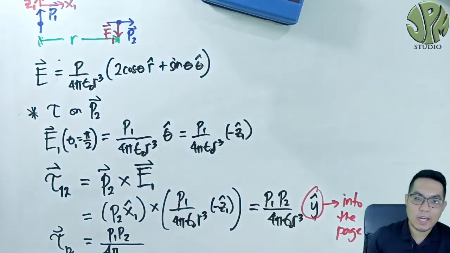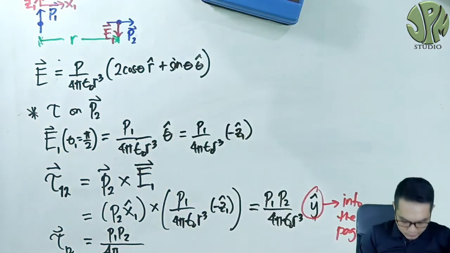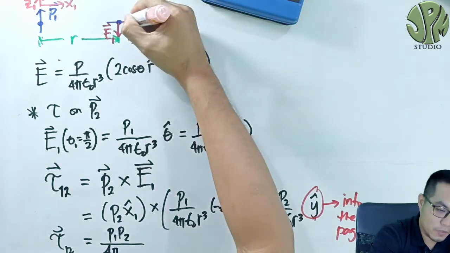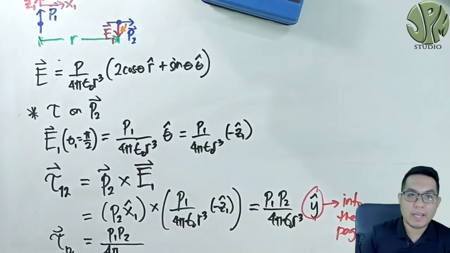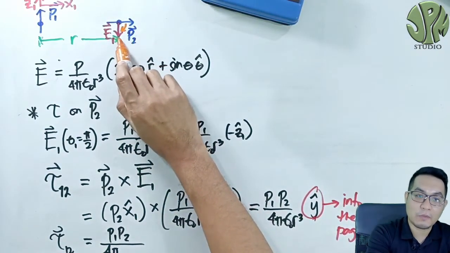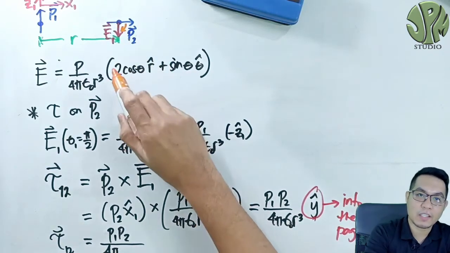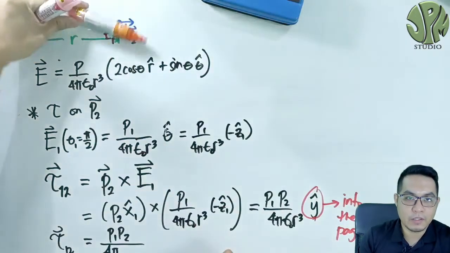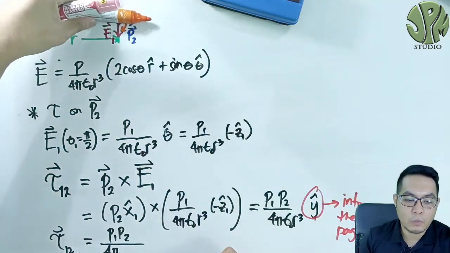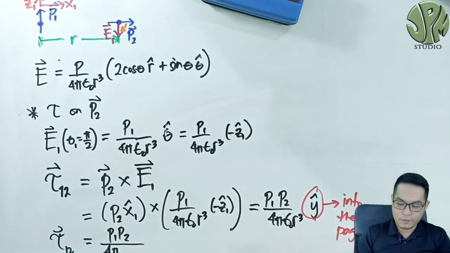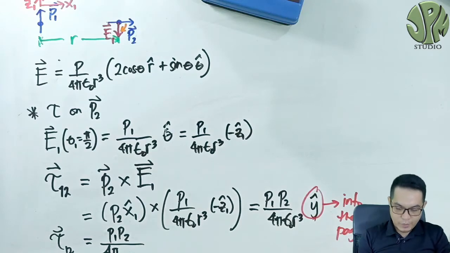So it's clockwise, meaning the dipole moment P2 will rotate in this direction, which makes sense because it will tend to align with the electric field at this location, which is directed downwards. So meaning your dipole moment will rotate so that it will align with E1, like that. So this is the torque on P2 due to the field of P1.